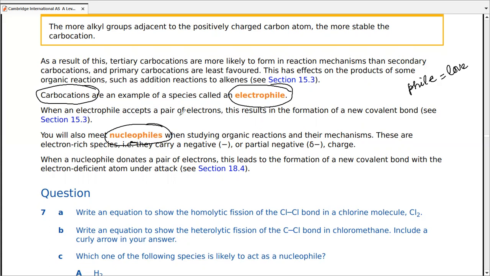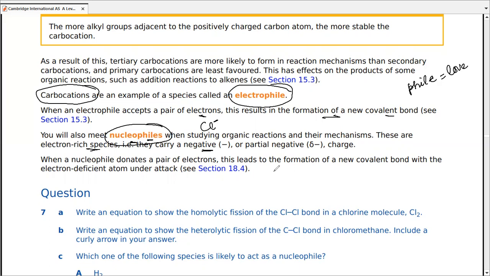So an electrophile would accept a pair of electrons. This results in the formation of a new covalent bond. This is going to happen in the next chapters. We'll see about that. Nucleophiles, when studying organic chemistry mechanisms, are electron-rich species. They might be negatively charged. This one is a nucleophile.